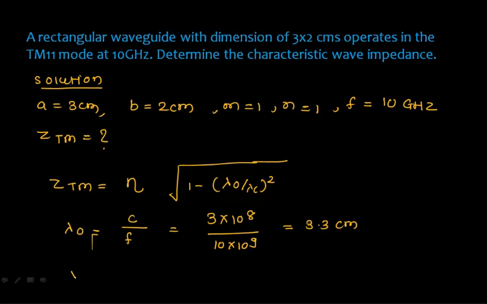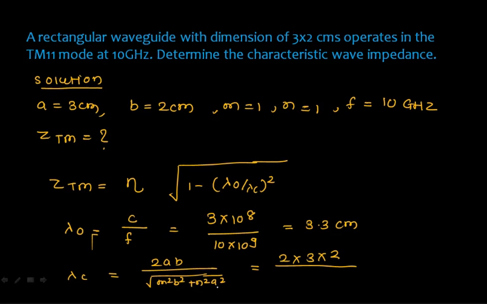What about lambda c? If I know the modes, lambda c is twice of ab divided by the square root of m square b square plus n square a square. So a and b I know, that is 2 into 3 into 2. M is 1 and n is also 1. So I'll just put all those values here. So this will be 2 square, this will be 3 square. By solving this equation, I'll get lambda C11 as 3.328 centimeters.